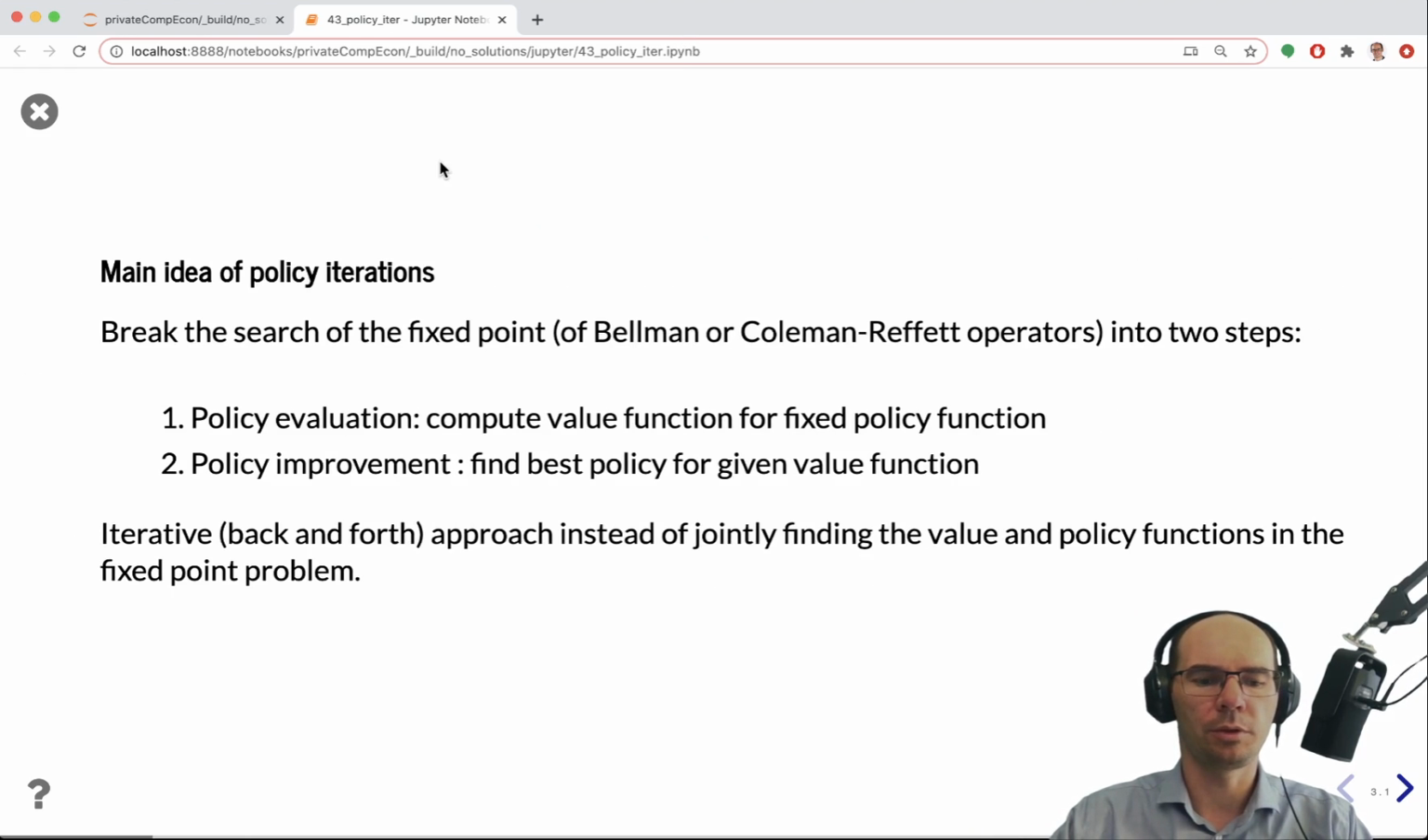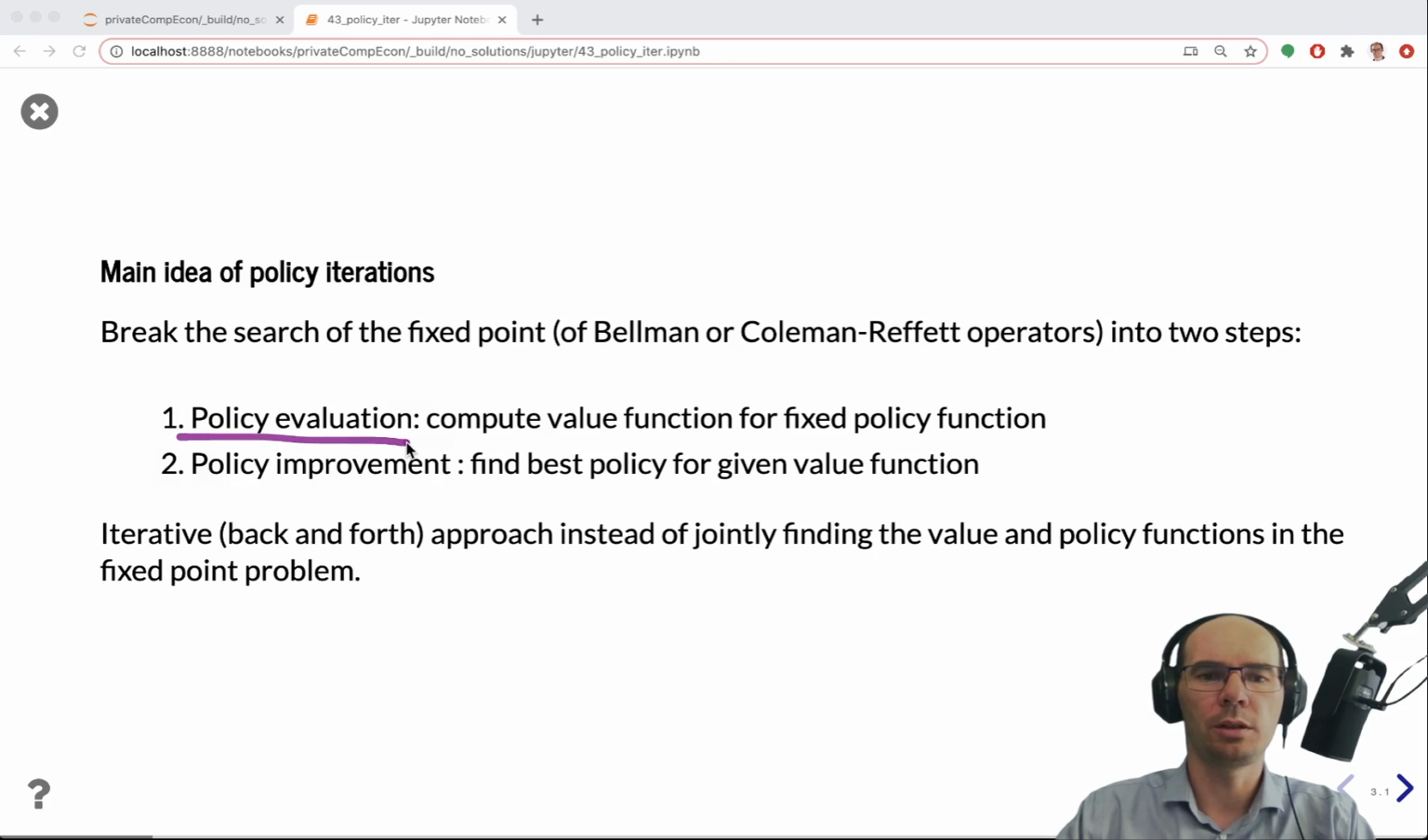So the main idea of the method is to break the single problem of finding the fixed point of the Bellman operator, like in value function iterations, or the Coleman-Reffett operators in time iterations, into two steps. And then, going back and forth between these two steps, perform the iterations and converge to the same fixed point. So what are the two steps?